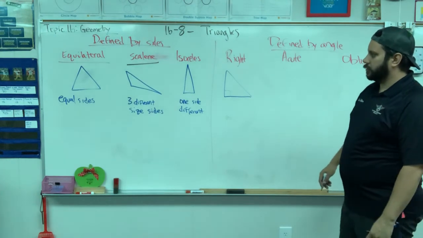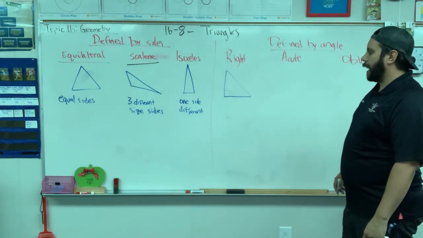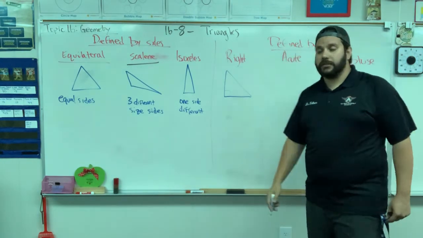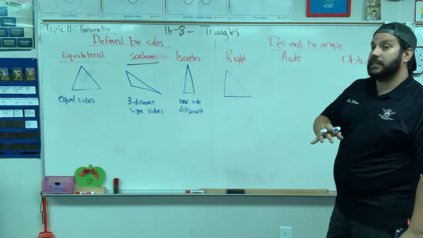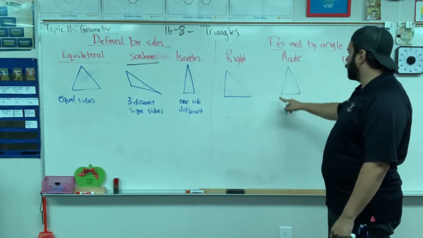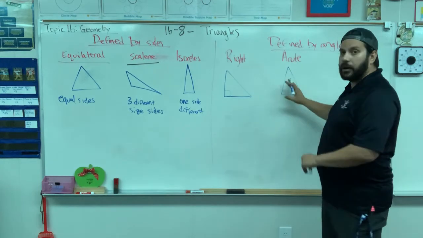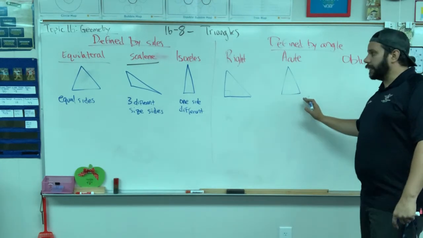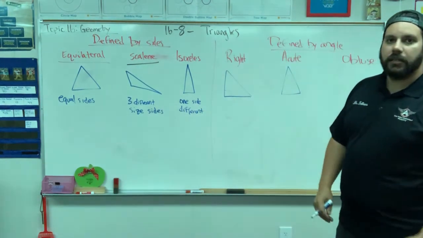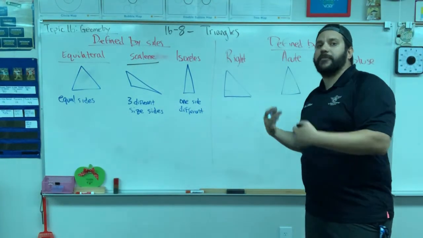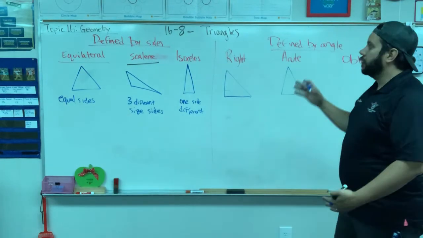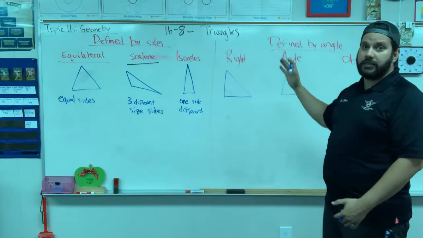An acute triangle has three acute angles, okay? Acute being less than 90 degrees. So, there we go. All three of these angles are less than 90 degrees, all right? Hey, you may notice that looks like the isosceles. Yeah, and that's okay. It can be one or the other because they're being qualified by sides or angles. It's not one or the other.